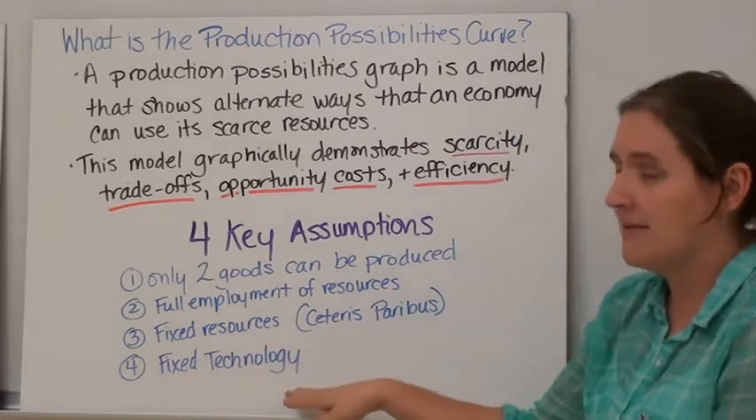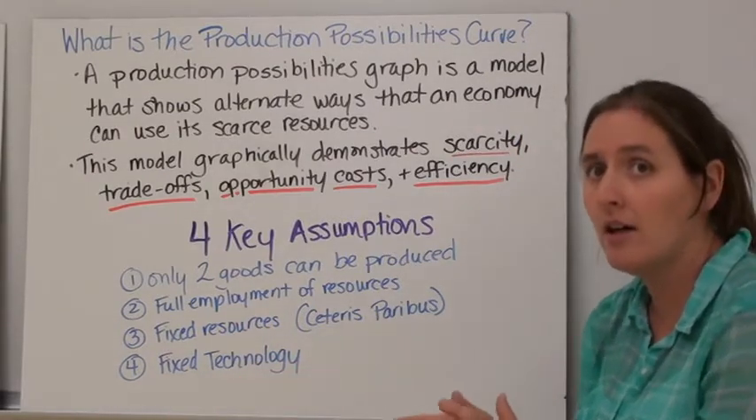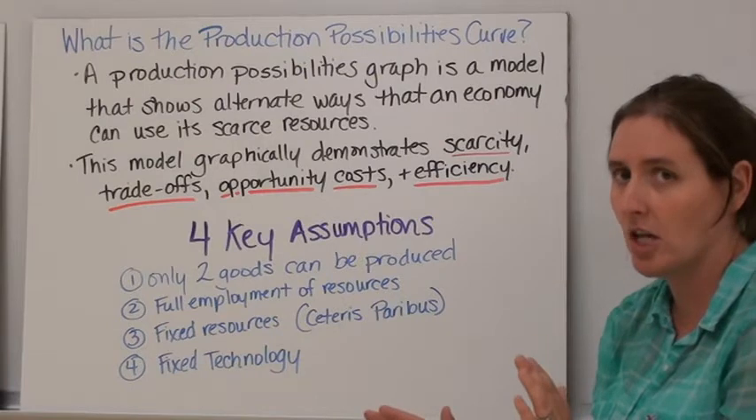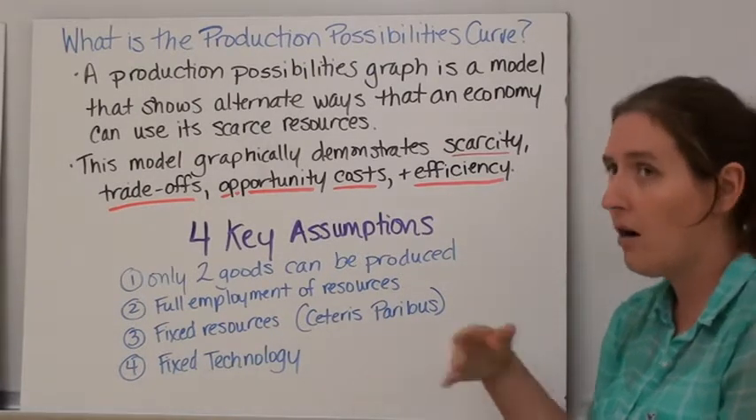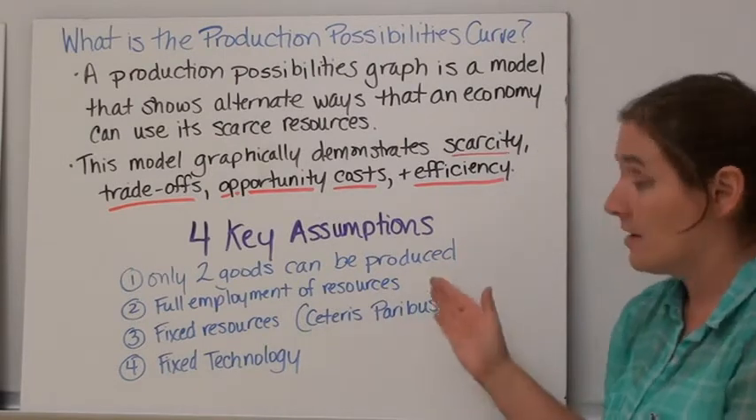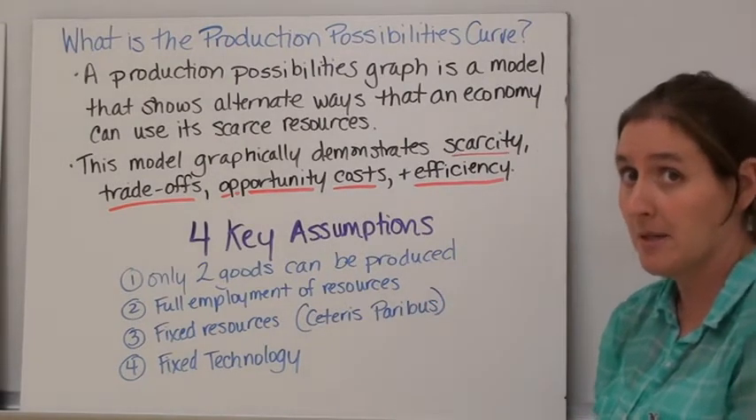4, there's a fixed amount of technology. This is what we know how to do, and this is it. Nothing's changing. We're assuming that there are no changes. That's called ceteris paribus, all things remaining the same. This is what we're going with. Does that make sense? Okay.